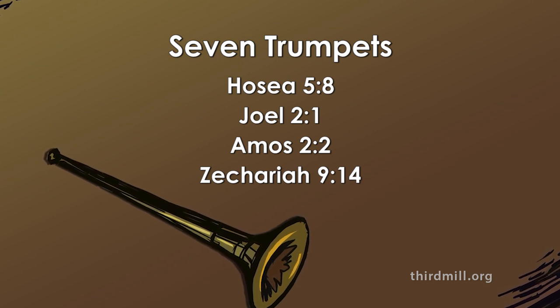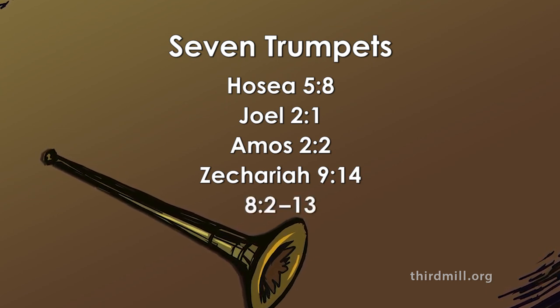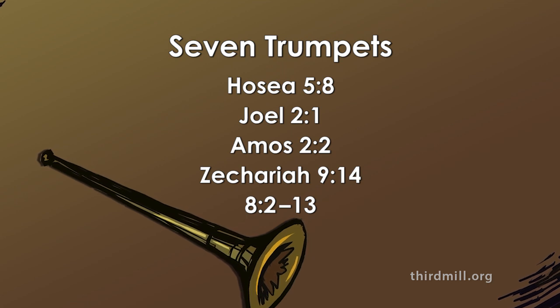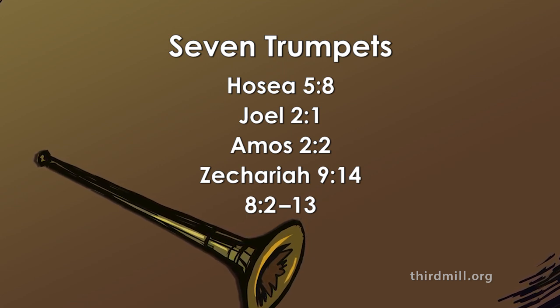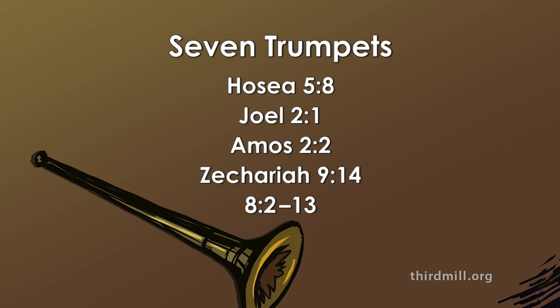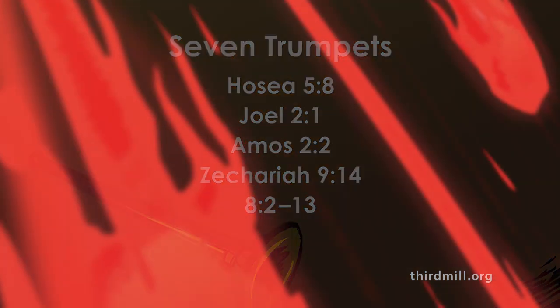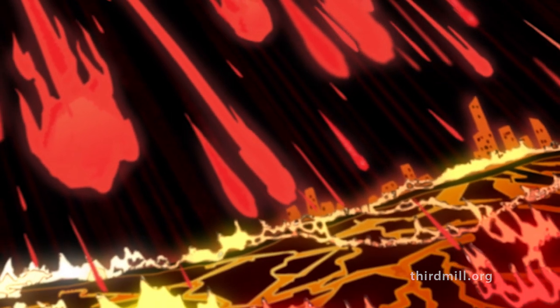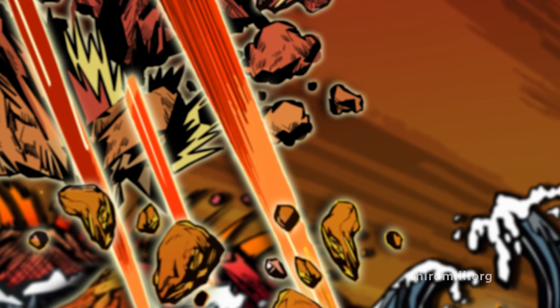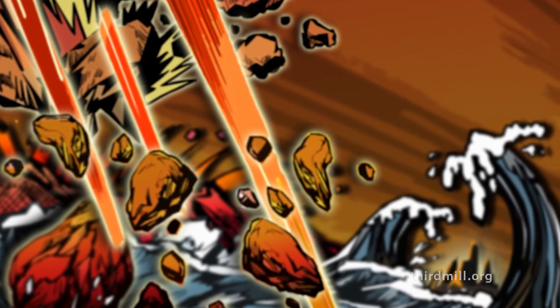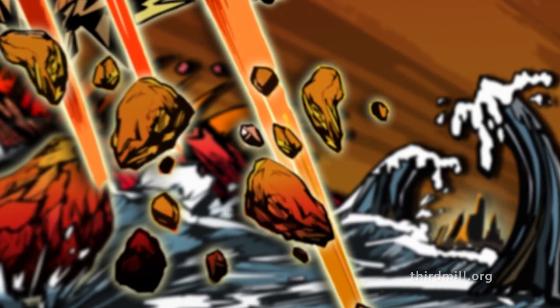The first four trumpet blasts in Revelation chapter 8, verses 2 through 13, signaled judgments through the angelic armies on the four major regions of creation. When the first trumpet was sounded, hail and fire mixed with blood was hurled on dry land. The second trumpet sounded, and something like a huge mountain was thrown into the sea. The third trumpet sounded, and a blazing star was thrown into freshwater sources, making them bitter and undrinkable.